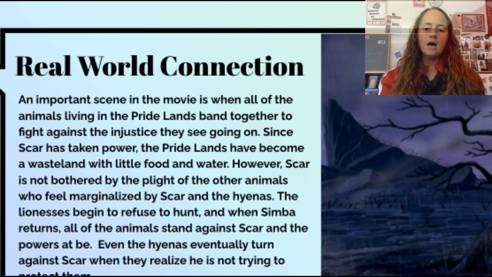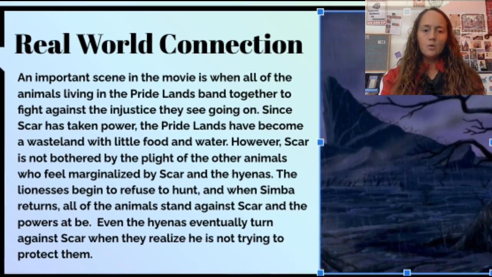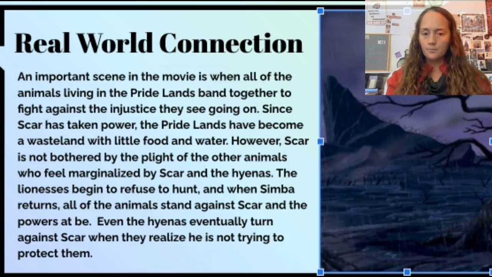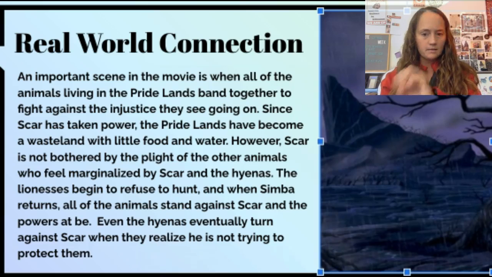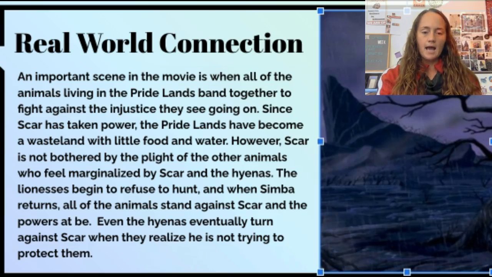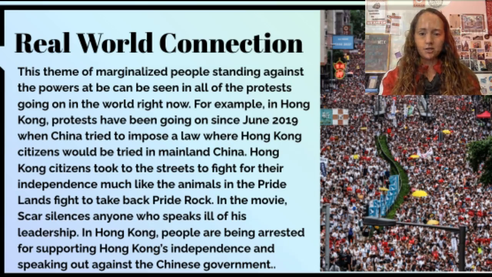Now, for the real world connection, something I was noticing is that people were connecting events instead of specific ideas. In the Lion King example that I gave everybody, I connected the idea of the animals and lions feeling marginalized and then uprising against the powers that be, Scar and the hyenas. And then I connected that to what's going on with China and Hong Kong, trying to have more independence from China, and how people are protesting in the streets.